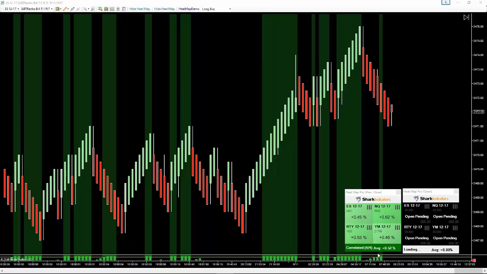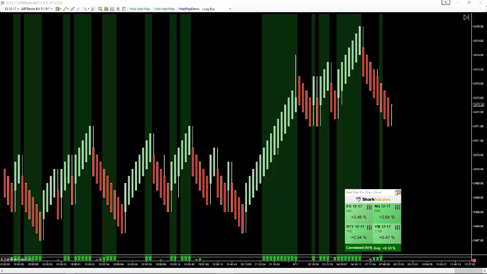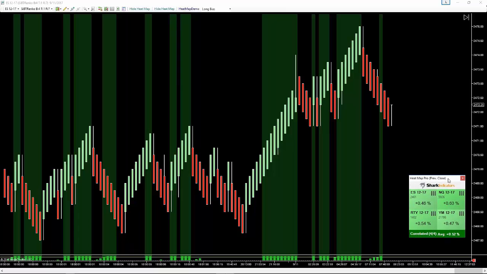Now I've got two iterations of HeatMap Pro. One is the previous close. So this is, I'll pull this one aside for now. This is HeatMap Pro, the four correlated markets that I just talked about, and you can put whatever markets you trade into this. As long as they're correlated, this would be relevant.